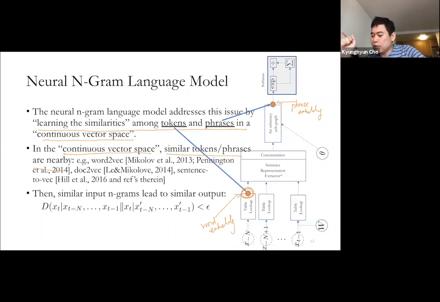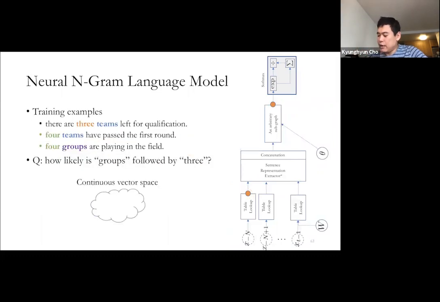And then the reason why that happens is because of the following reason. The easiest way to view it is to look at one example. Let's say we have only three examples. First example, there are three teams left for qualification. Let's focus on these three teams. Second example, four teams have passed the first round. Let's focus on four teams. Third example, four groups are playing in the field. Now, I want to compute the probability of groups given three.